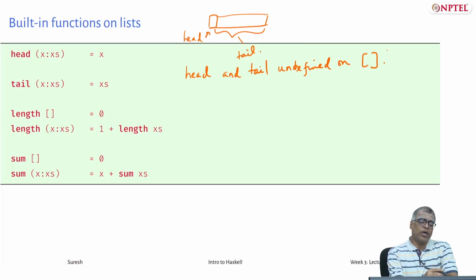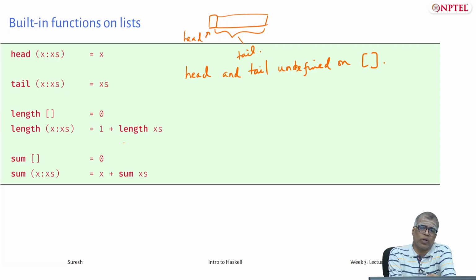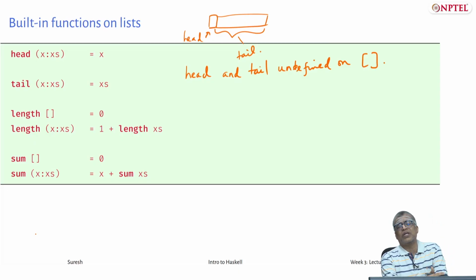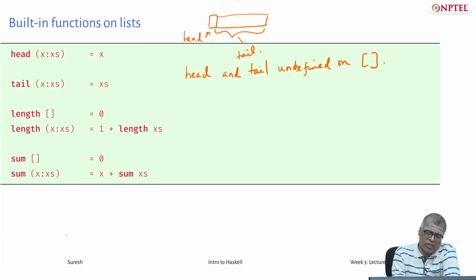Okay, anyway, so here is length. Length of the empty list is 0, length of x colon x's is 1 plus length of x's. Here is summing all the elements in a list, but for this the elements of the list have to be some numeric type. You can't sum all elements in a list of characters or in a list of Boolean values. Okay, so sum of the empty list is 0, sum of x colon x's is x plus sum of x's, right.